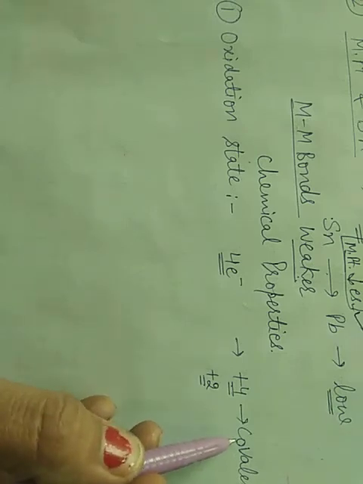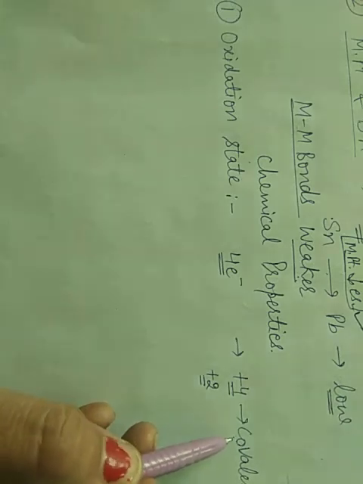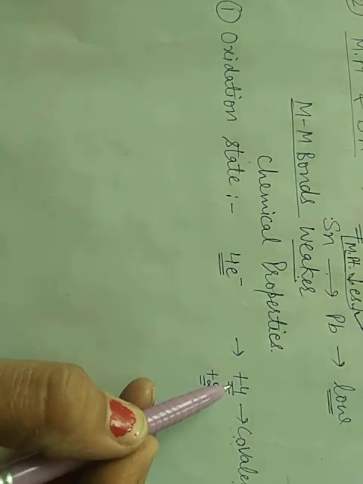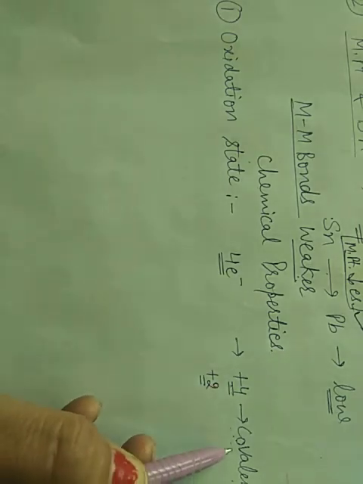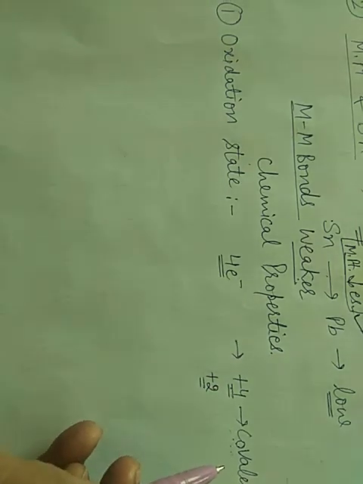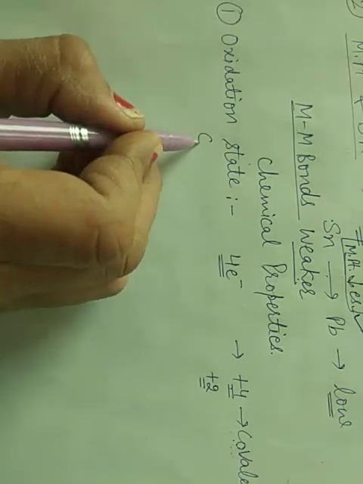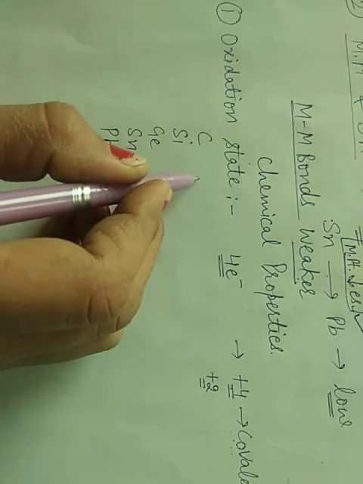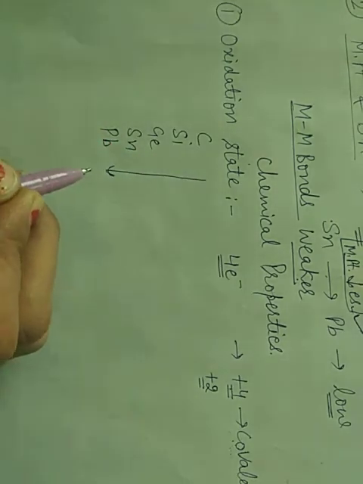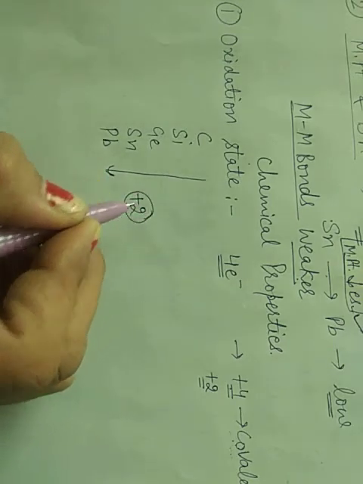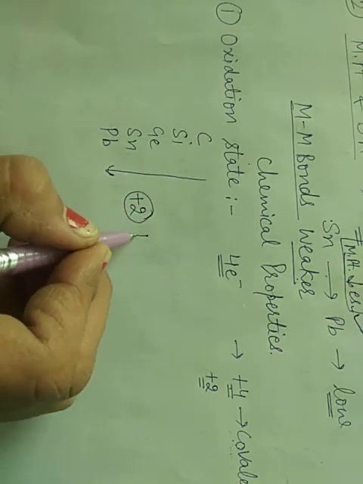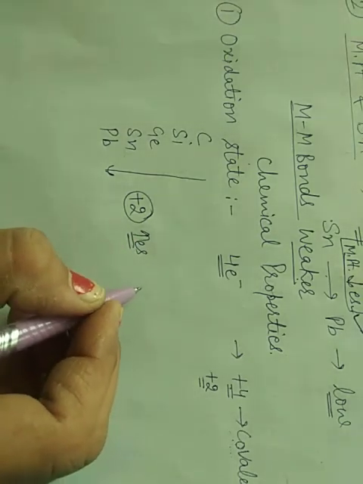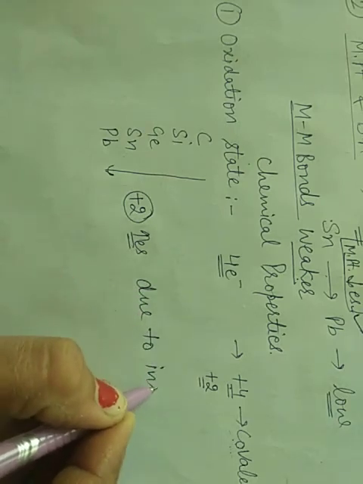Because the sum of the first 4 ionization enthalpies of these elements is very high. So they show the +4 oxidation state with covalent nature. Okay. But as we move down the group, जैसे हम कार्बन, सिलिकॉन, जर्मेनियम, टिन and lead, as we move down the group, the stability of +2 oxidation state increases because of the presence of inert pair effect.